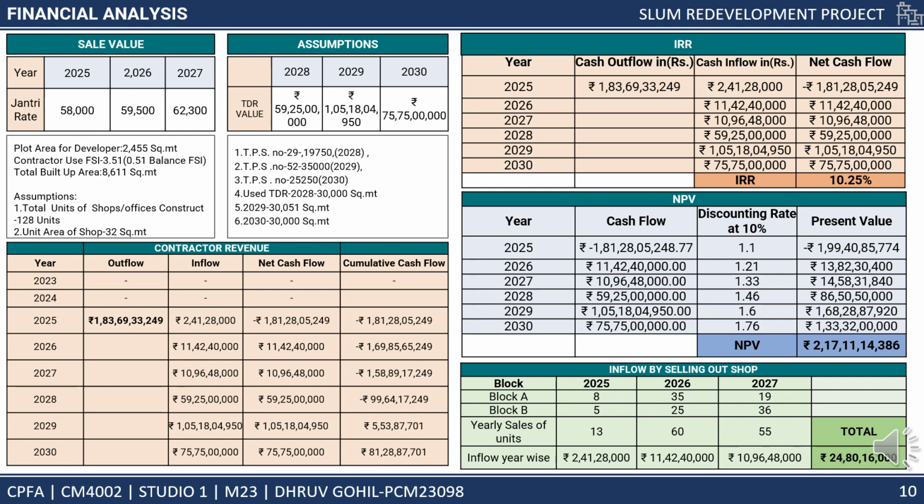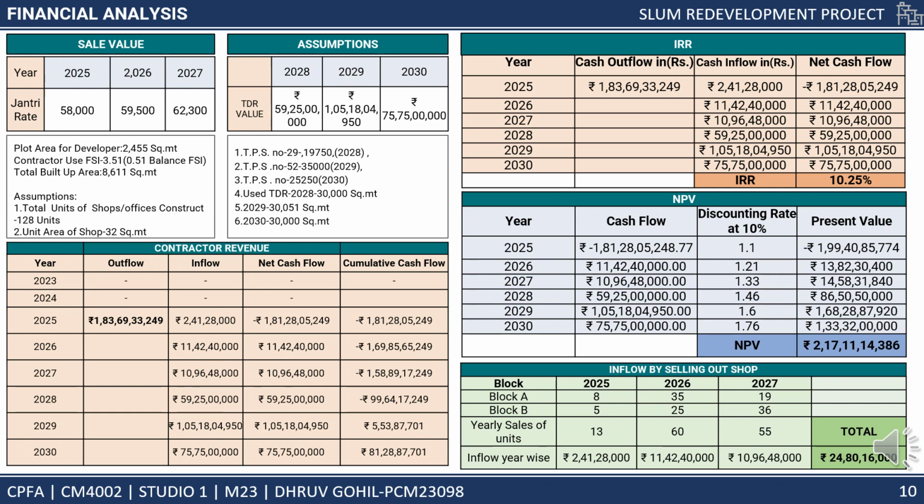For the next year, 2028, the contractor is going to sell transferable development rights on his private site, so the value comes to 59 CR approximately. In 2029, the value comes to 105 CR approximately, and in 2030 the value comes to 75 CR approximately. So the net present value from 2025 to 2030 is rupees 270 CR approximately, which will be generated by selling the commercial shops on the free sale land.